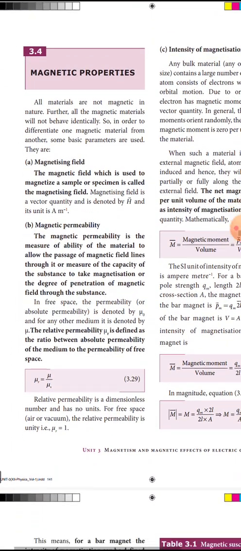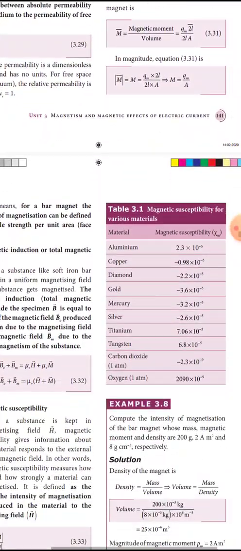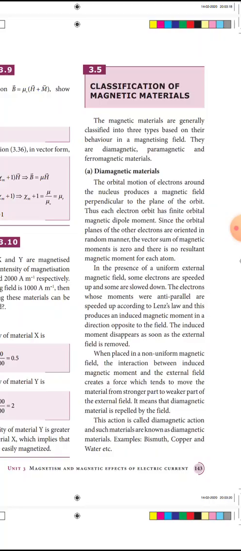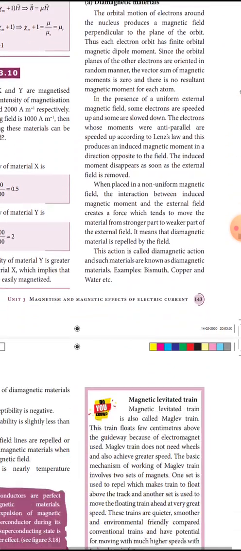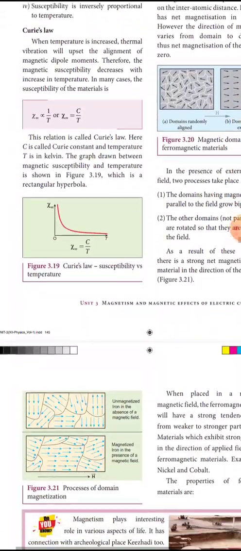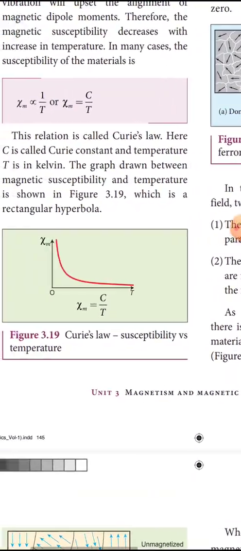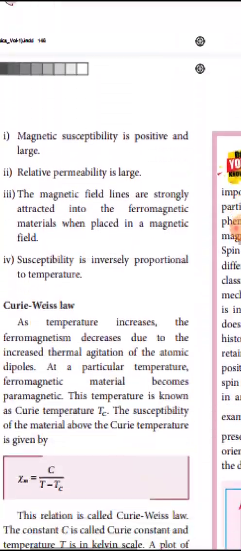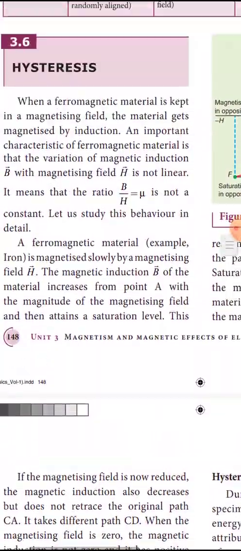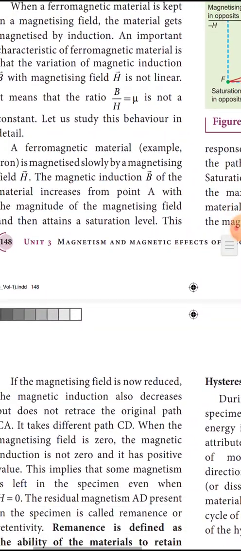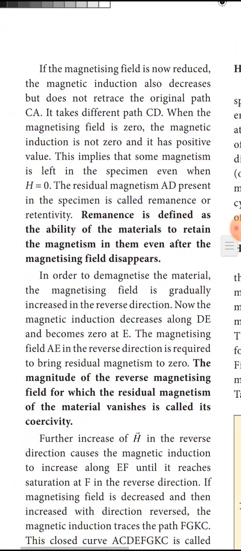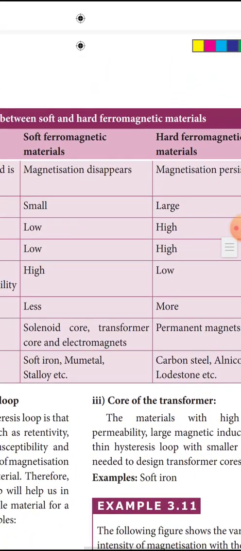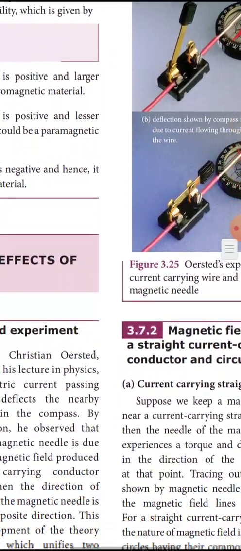Here, under magnetic properties, you can read magnetic permeability, magnetic susceptibility, and the relation between them. There are different types of materials: diamagnetic materials, paramagnetic materials, and ferromagnetic materials. Their properties are also given, and you have to study Curie's law, chi m is inversely proportional to T, that you have to read. And hysteresis, just read what is hysteresis. Remanence, you can read the definition for remanence, and you can compare soft ferromagnetic materials and hard ferromagnetic materials.